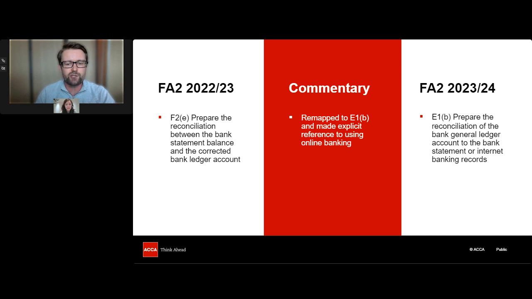Here's one for FA2 as well. So currently this is a learning outcome F2E. So prepare the reconciliation between the bank statement balance and the corrected bank ledger account. It's been remapped now to be learning outcome E1B, and we've updated it to reference internet banking records. And the fact is that, in real life, you won't always be using the monthly printed bank statement to perform bank reconciliations. You might access the online banking records at any given point. So we're trying to just include that and update it in our own syllabus document.